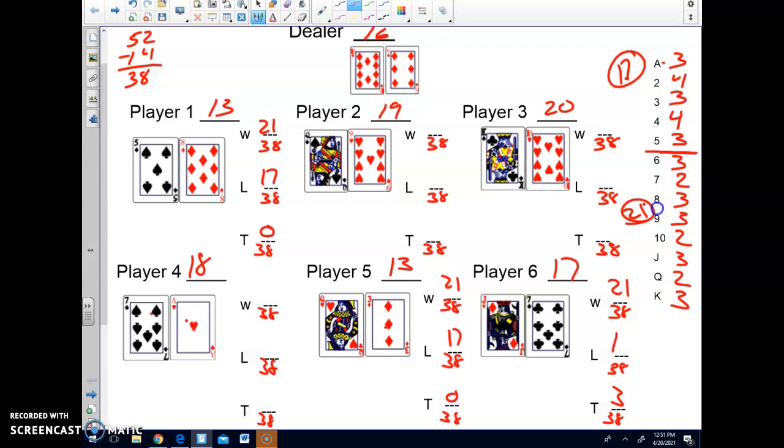How many cards are left? 14. 21 and 3 is 24. 24 and 14 is 38. My numerators always add up to my denominator.